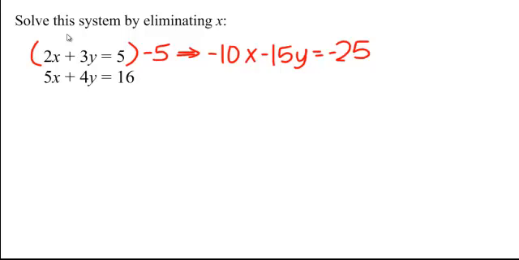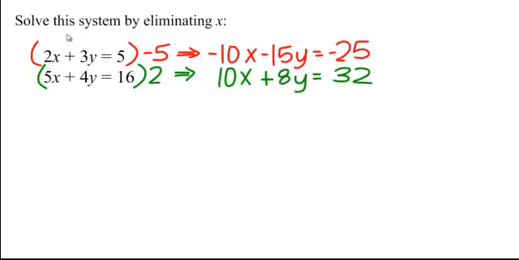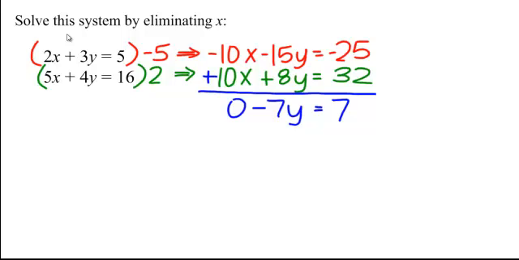So that means I'm going to have to multiply this guy by a positive 2. Remember, you have to multiply everything in the equation for it to stay true. So this gives me 10x plus 8y, and it has to equal 32. So now we can add these guys up, and our 10s go away. We get 0. Negative 15 plus 8 will give us negative 7y. And the difference between 25 and 32 is 7. So if I divide both sides by negative 7, I get that y has to equal negative 1.